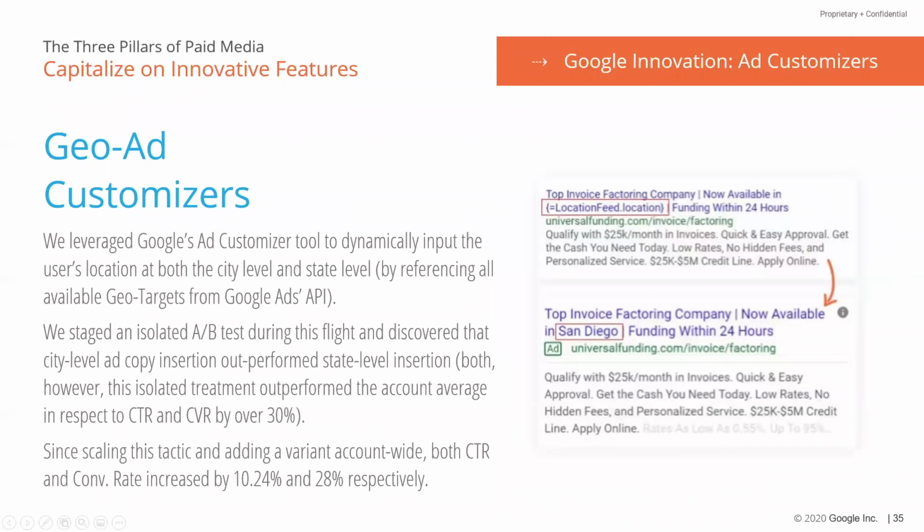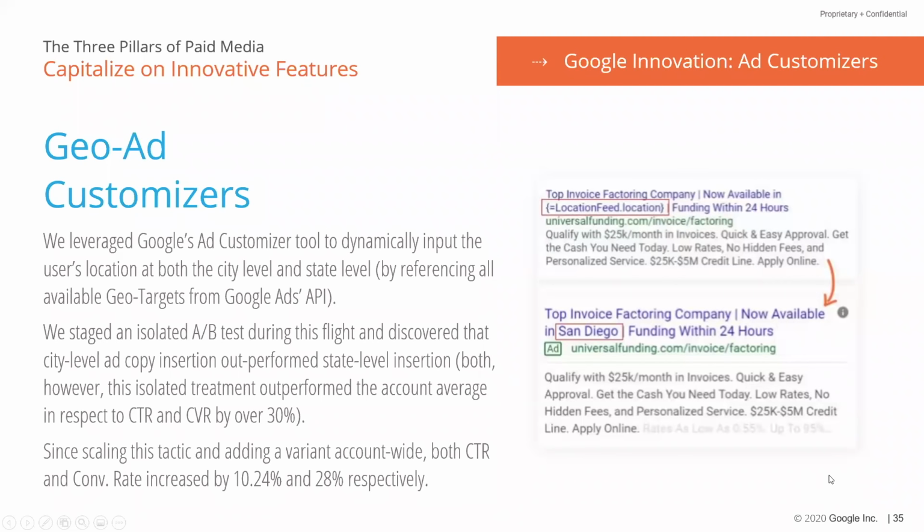Absolutely. And then here is an example of utilizing those locations within your ad copy. On the right-hand side, you'll see the before and after. By utilizing that squiggly bracket equals location feed dot location, that's going to signify within your ad copy to tell Google, where that user is, dynamically feature the location within the ad.